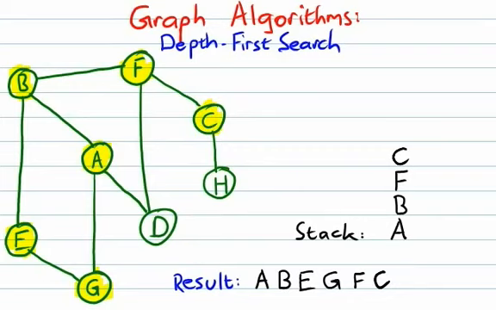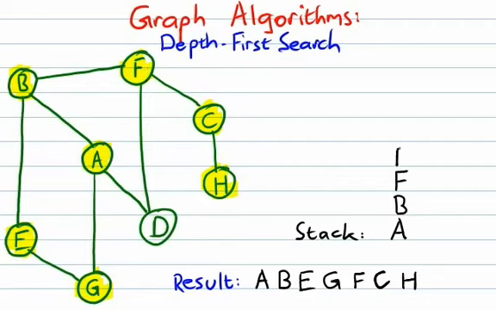Now C is on top of the stack, so we'll take a look at all of the vertices connected to C. C is connected to F, which we've already seen, but H we haven't visited yet. We push it, we visit it, mark it as visited. Now from H there's no place to go except back to C, but we've already been there, so we're going to pop H off the stack, which takes us back to C. Now there's no place new to go from C, so we'll pop it off the stack, which takes us back to F.